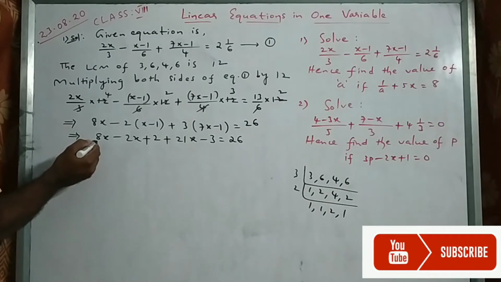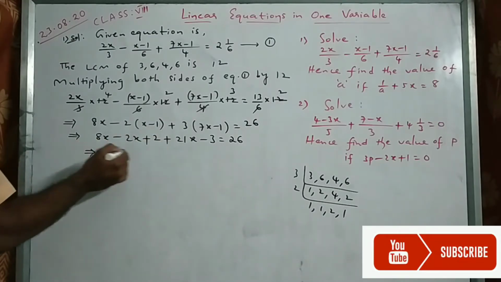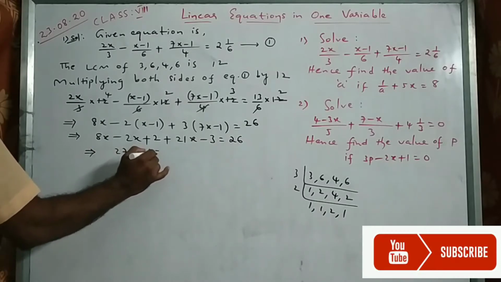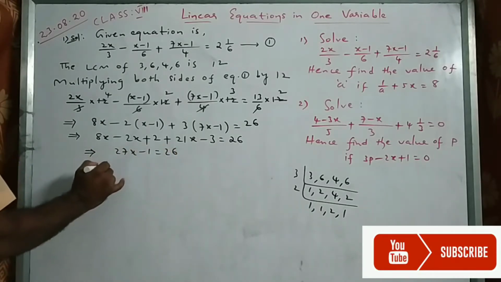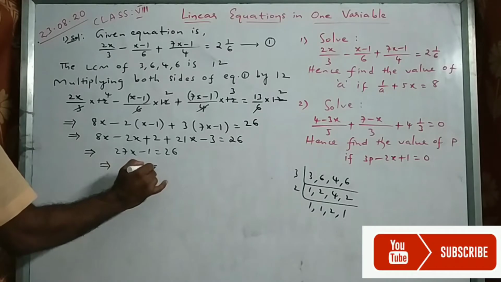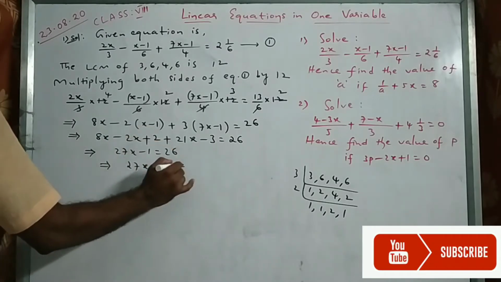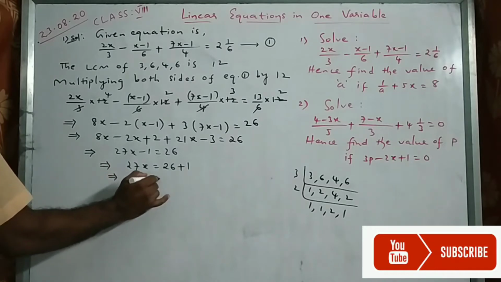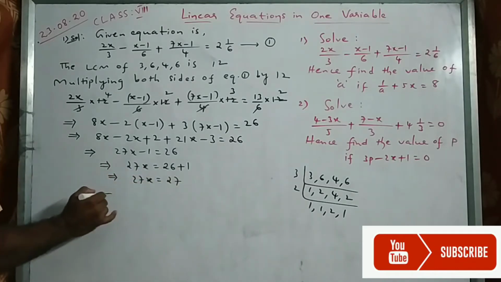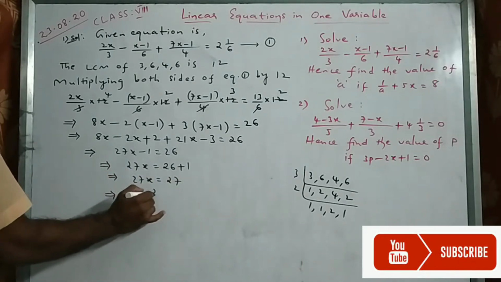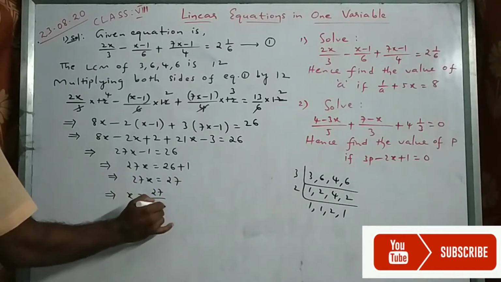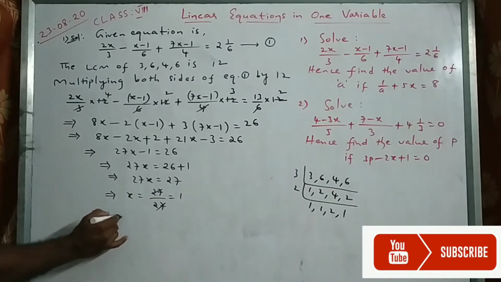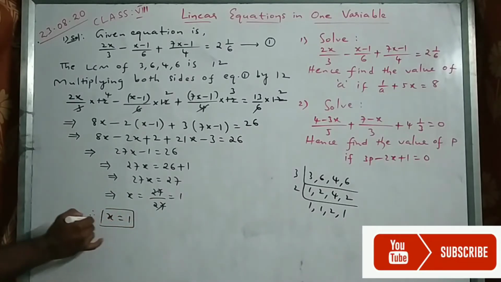21x plus 8x is 29x, 29x minus 2x is 27x, minus 1. That means 27x equal to 26 plus 1, transposing that side. So 27x equal to 27, x equal to 27 upon 27, that will be 1. So x value is 1.